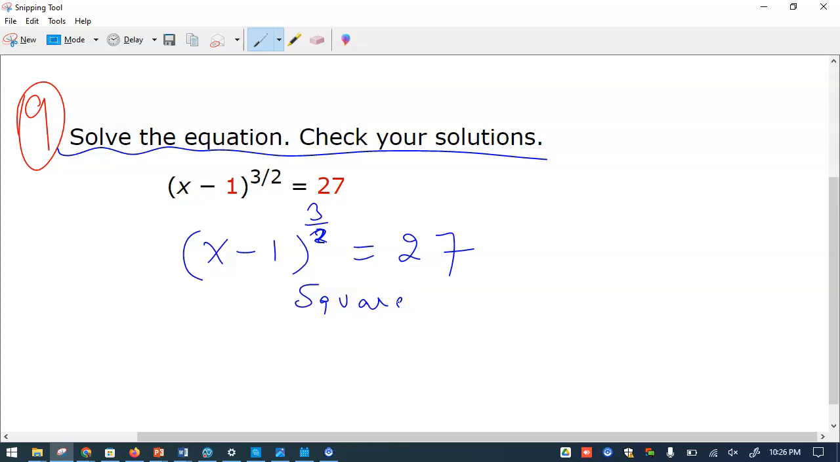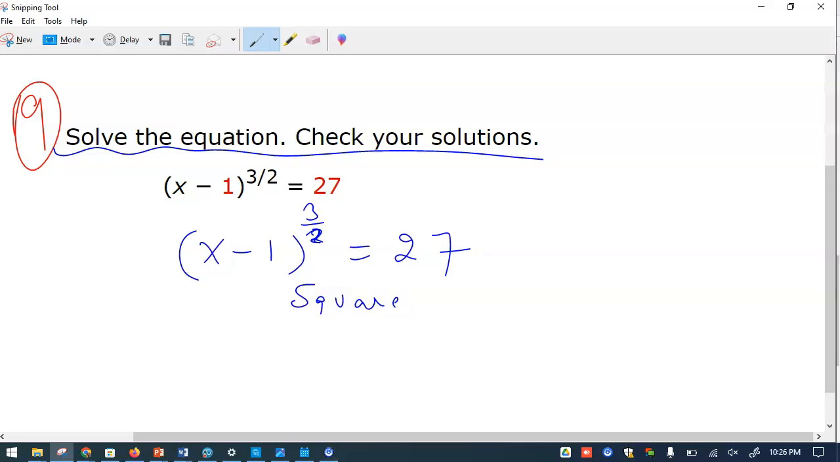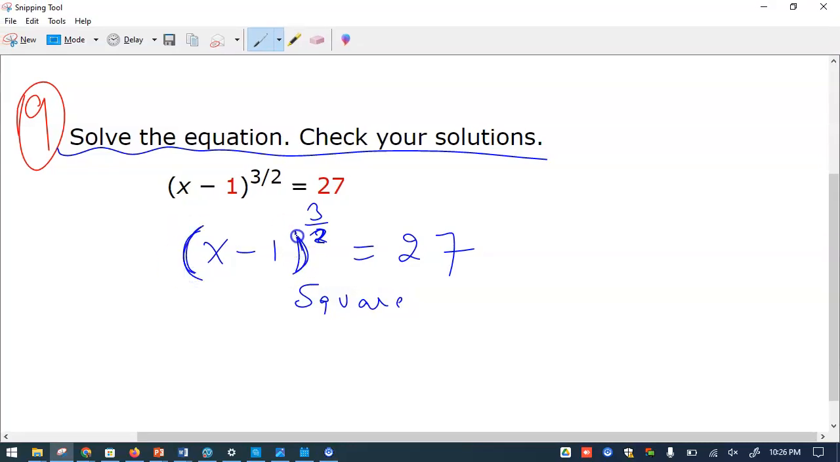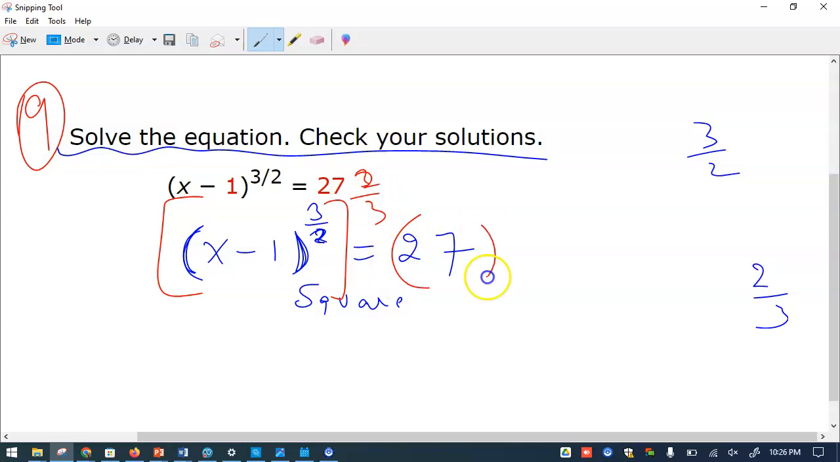But the main thing, we need to have this x minus 1, right? So you don't want that 3 by 2. What is the reciprocal of 3 by 2? It is 2 by 3. So you do multiply both sides. So this one, you raise to the power, do the opposite. So 2 by 3, and this also is 2 by 3. And when you do this, this goes away and you get x minus 1. And what does this mean? Basically it's the cube root of 27, or you can also write 27 as 3 raised to 3.